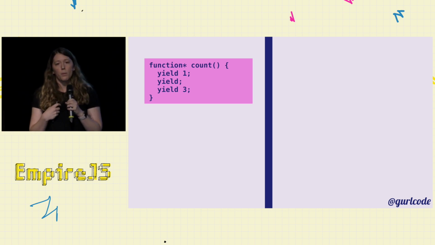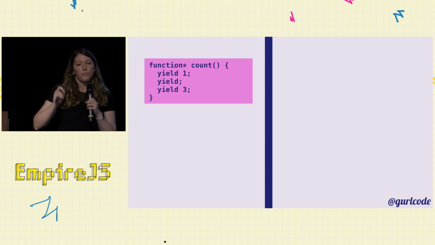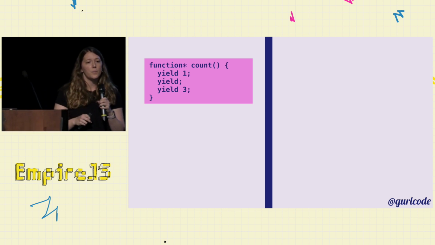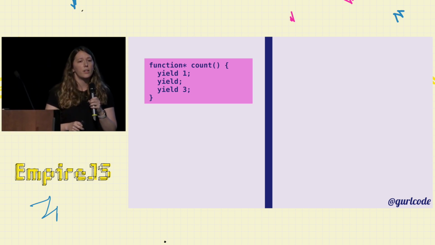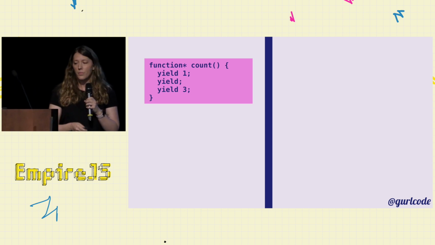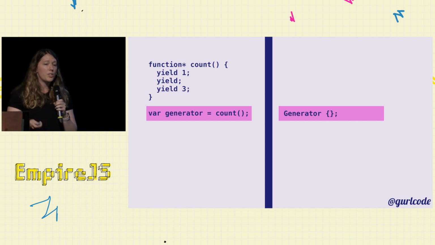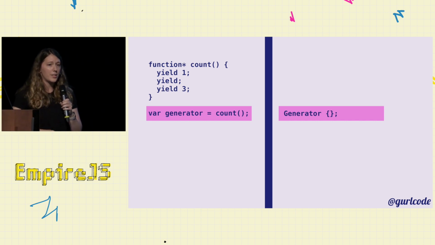And I know it's a generator because it has an asterisk next to the function keyword. And inside the generator, you'll see a keyword yield. That's a very special keyword in generators that means pause. To use the generator, we're going to call it, and that's going to return the generator object.